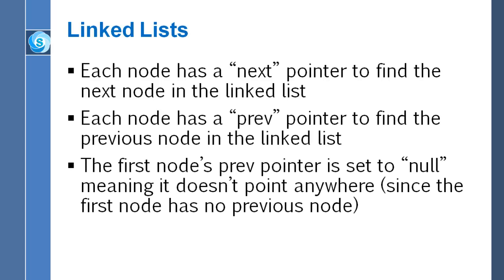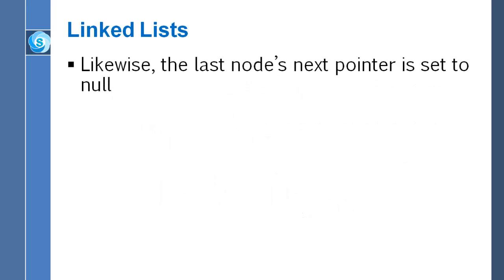We pretty much talked through all of this. Remember that a null pointer doesn't point anywhere. So the first node has a previous pointer that is null. And likewise, the last node has a next pointer that is null.